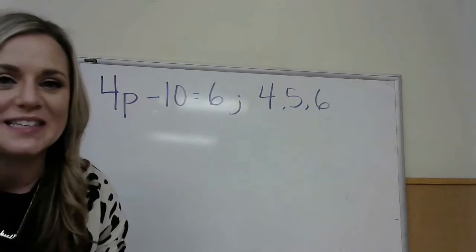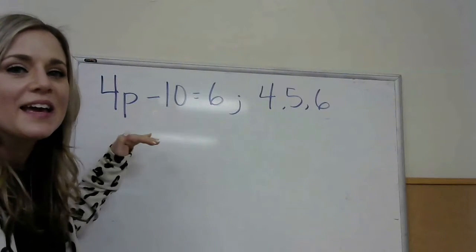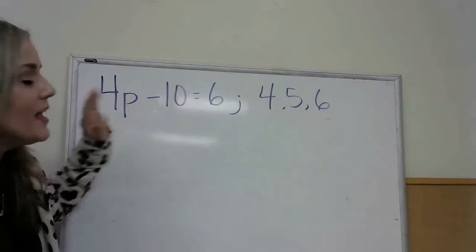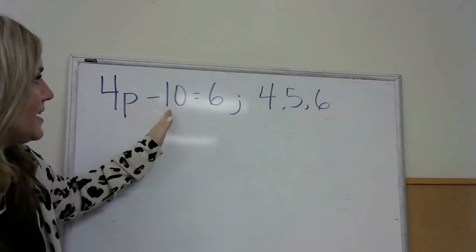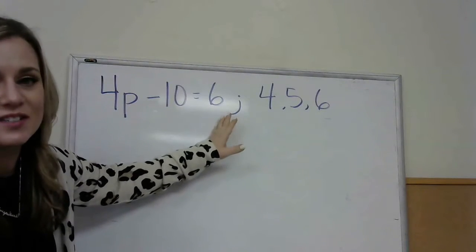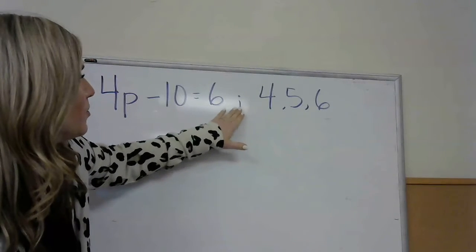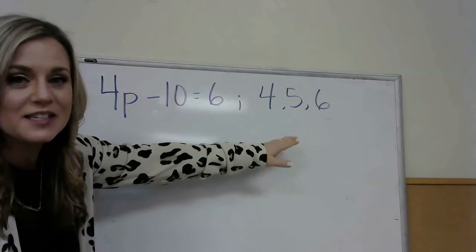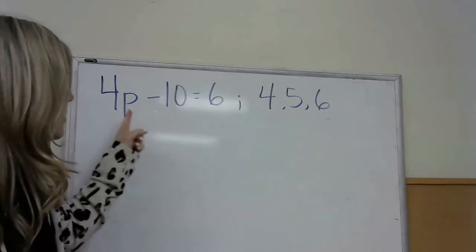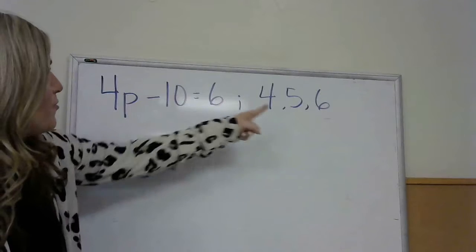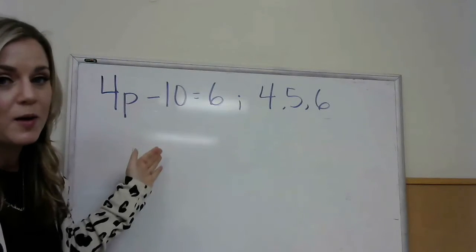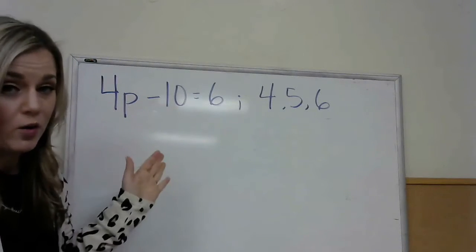All right, so example one that we're going to do is, this is an equation because it has an equal sign, okay? 4p minus 10 equals 6. This is not a J, it's a semicolon, so I need to make it look more like a semicolon. And then here are our numbers, 4, 5, and 6. So we're going to plug in 4 for p, 5 for p, and then 6 for p, and we're going to see if any of them are a solution to our equation.